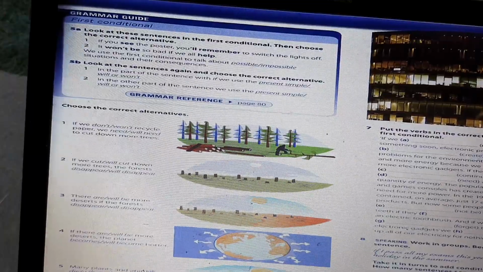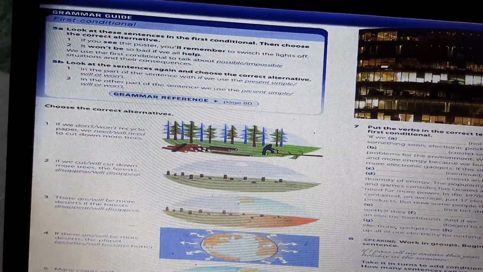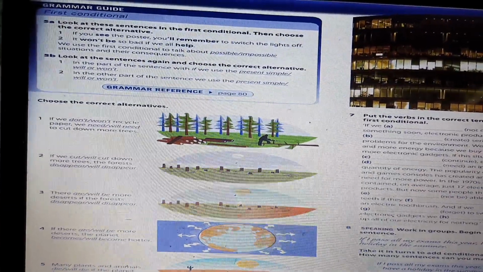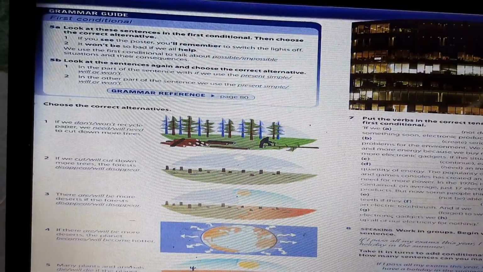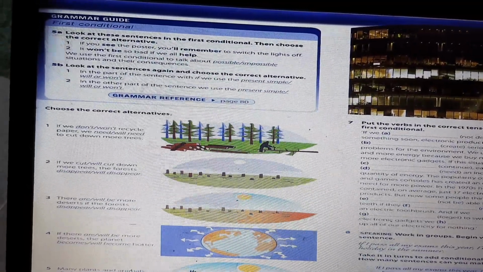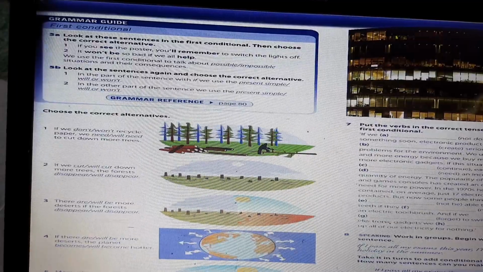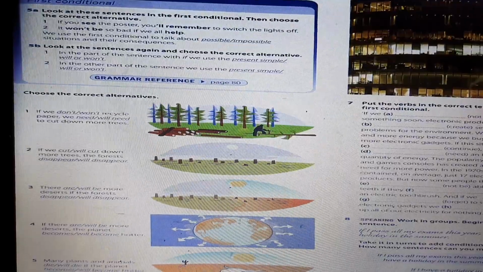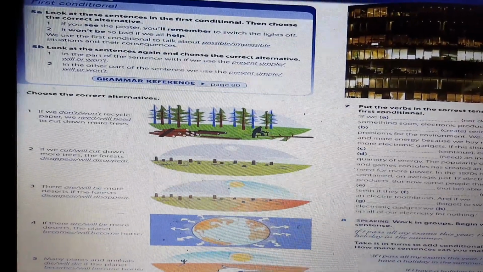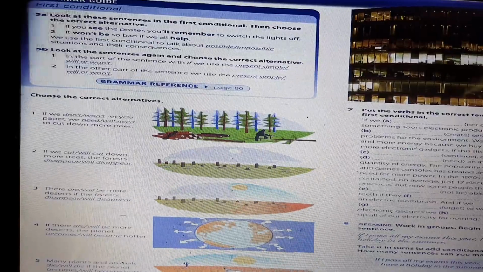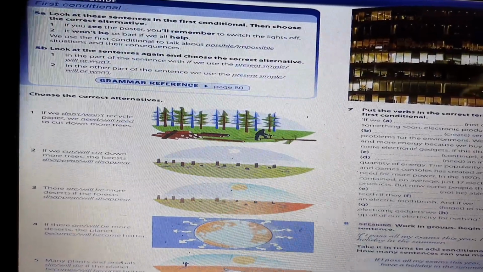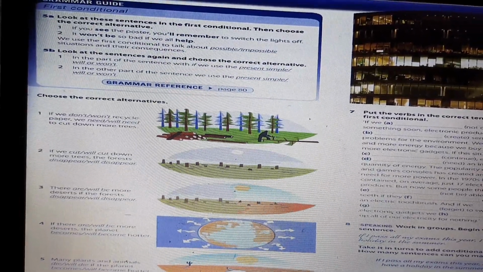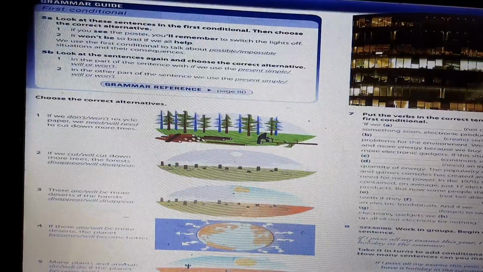Look at this picture. Now, we are going to answer this question. If we don't, we have if. Can we put will and if in the same part? No, of course not. So we're going to choose don't recycle. If we don't recycle paper, what will happen? We will need to cut down more trees. Again, if we don't recycle paper, we will need to cut down more trees.